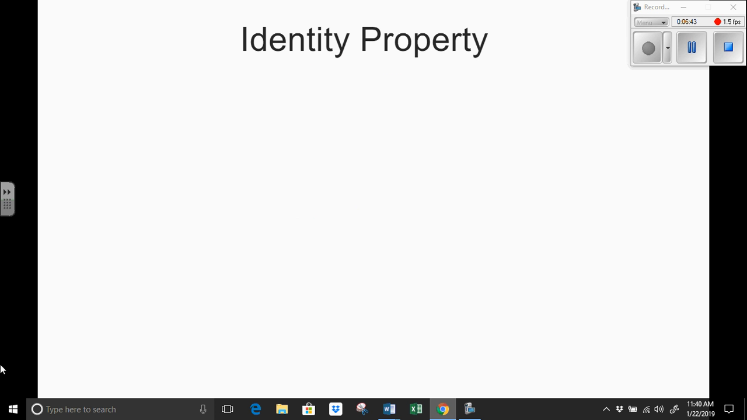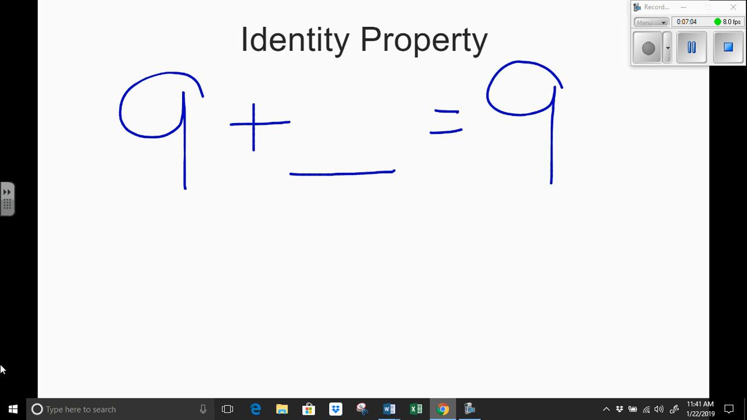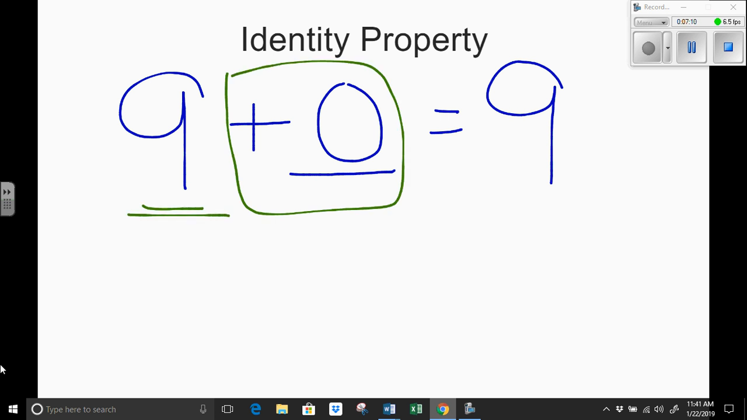Our next property is the identity property. When I think of identity, I think of somebody who wants to be true to themselves, and that's exactly what the number wants to do. So you have to think, what could you add or multiply to a number in order to keep that same number? If I had the number 9 and I wanted to add some type of number to it to still give me 9, I would want to add a 0. 9 plus 0 is 9. Even though we were adding 0 to it, the 9 still stayed true to itself because 9 plus 0 is 9.